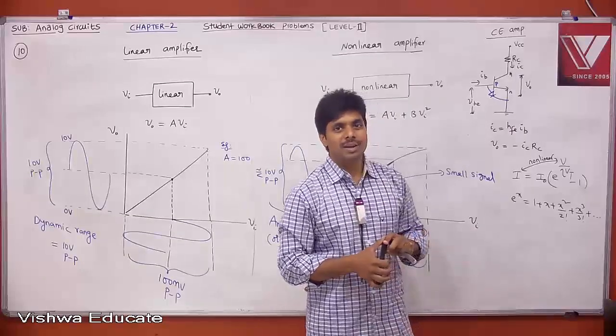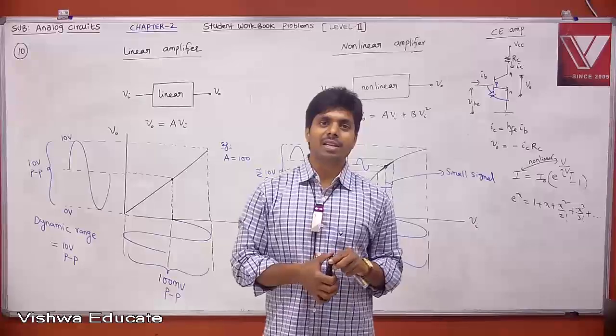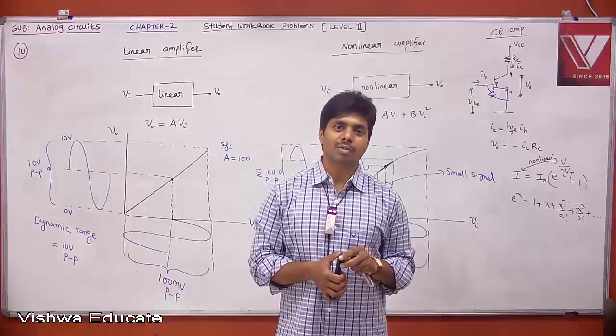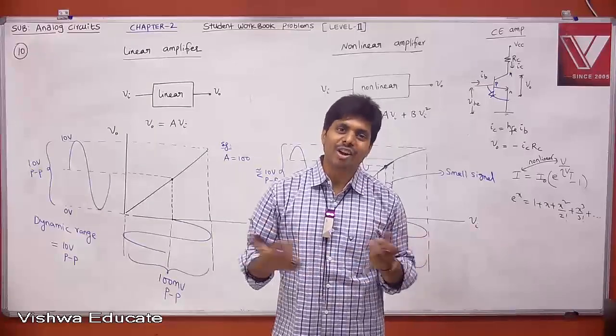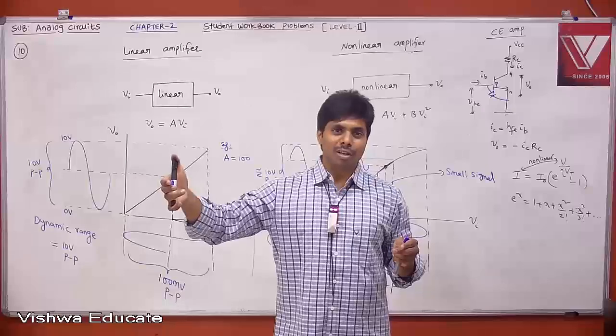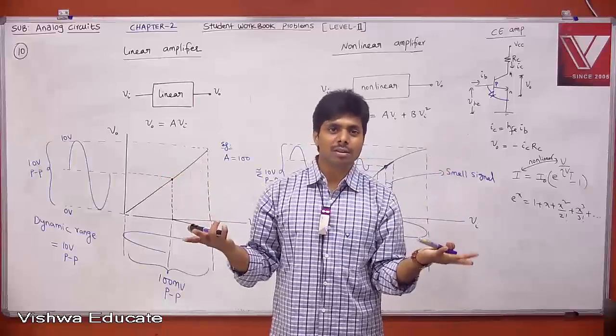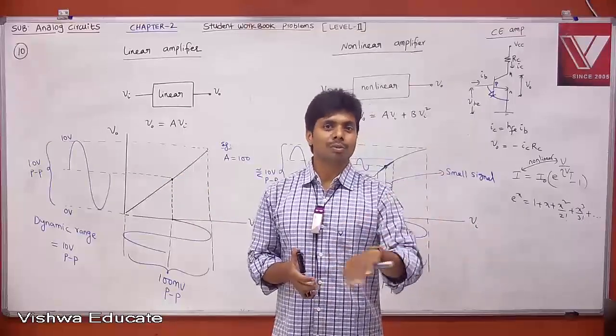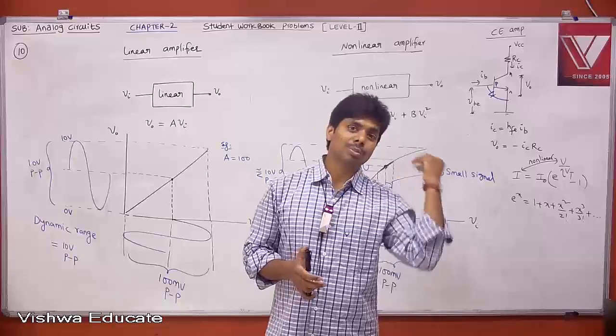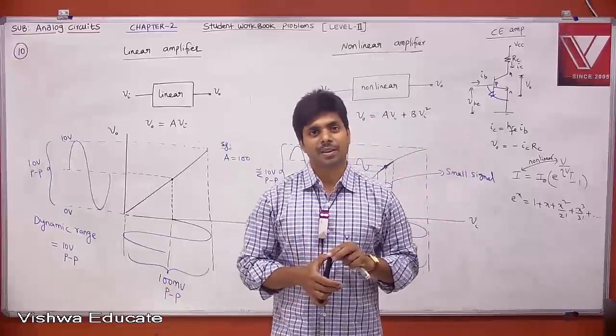Therefore, all BJT amplifiers are non-linear. If you take MOSFET, ID is equal to mu n Cox W by 2L into VGS minus VT whole square. That is also non-linear. Input voltage to output current non-linear. Output current to output voltage linear. Output voltage to input voltage non-linear.